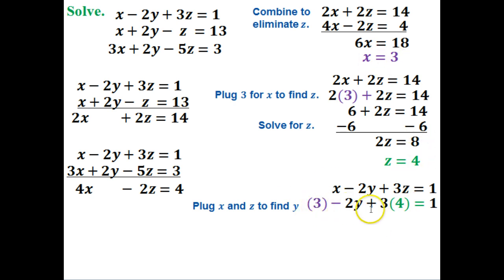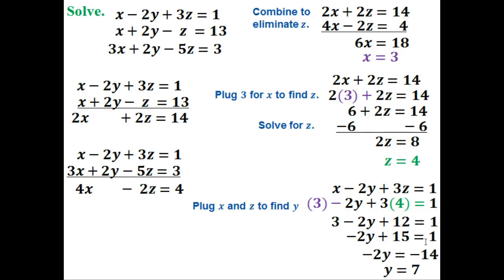Okay, so 3, and now I'm just going to simplify it a little bit further. 3 minus 2y plus 12 equals 1. Now I'm just going to solve this one for y just like you would any other equation. I combine those two together. That's negative 2y plus 15 equals 1. Subtract 15 from both sides. I find out that 2y equals negative 14. Divide both sides by negative 2. That tells me that y equals 7.